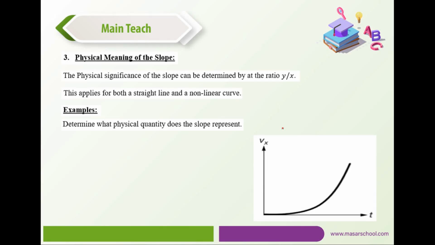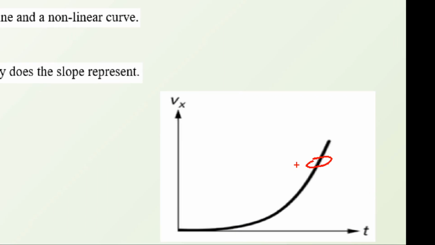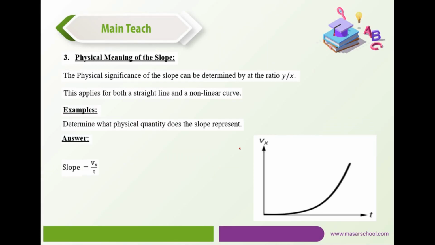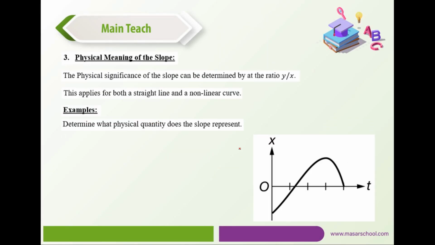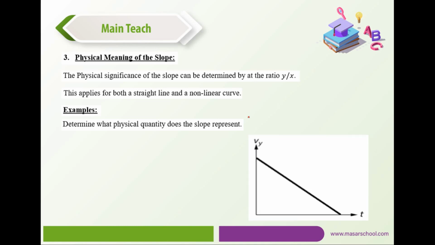Another example would be, notice here the shape of the curve is nonlinear. What does the slope represent? It's vx over t, so it's basically ax. Now here similarly we need to determine the interpretation of the slope. That would be position over time, which is basically vx. Now here the slope would be vy over t, which is ay.